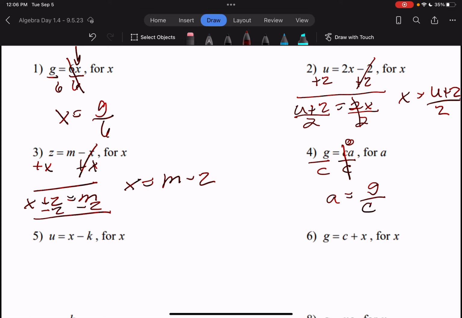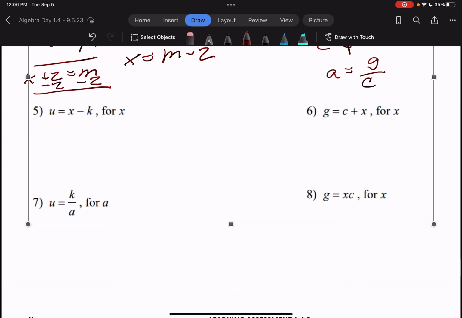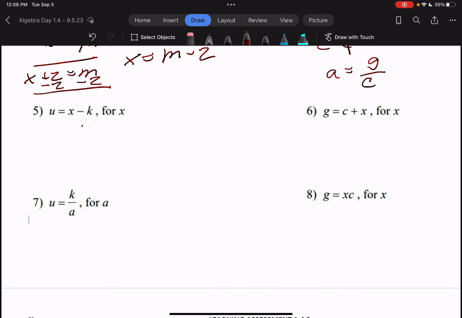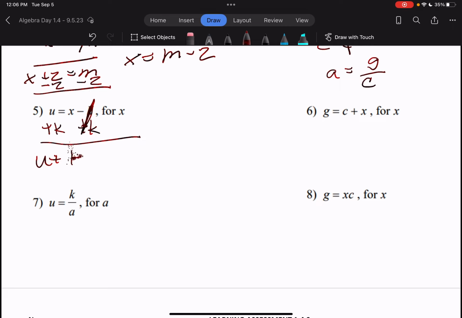Number 5, we're solving for x. This one's a little bit nicer because x is positive, so I'm going to do plus k on both sides. Add it to get rid of this. Negative k plus k is going to be 0, so we get u plus k equals x. All done there. All right, I want you to try 6 on your own. Now that I've shown you multiple examples like that, you can 100% do this. You're solving for x. How do you get rid of that c?